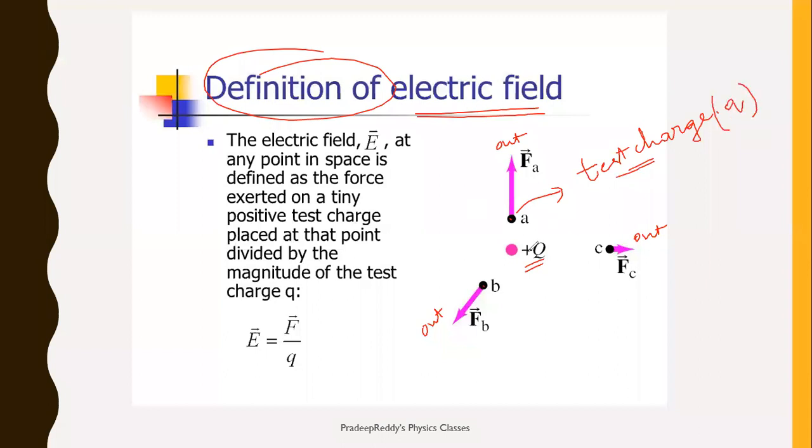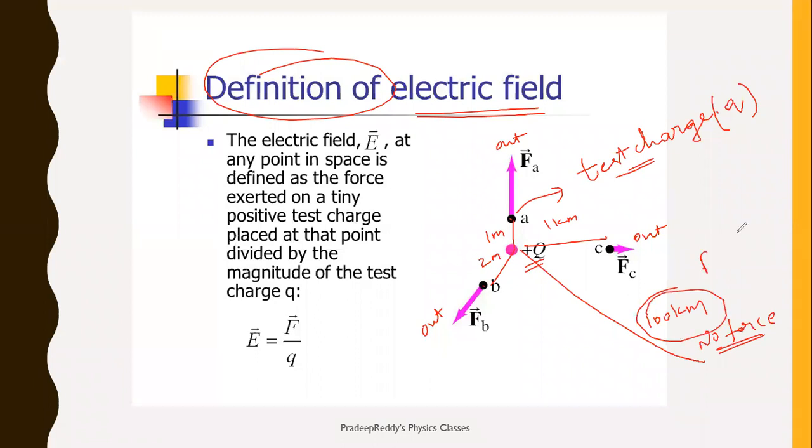Now till where is this test charge able to experience a force? Say for example, this is 1 meter and this is 2 meter. Say this is 1 kilometer. Depending on the magnitude of capital Q and the test charge, up to 1 kilometer it can have a force of interaction. Say you are going a distance of 100 kilometer. Will there be any force? No force, because this distance is very large, F is inversely proportional to the square of the separation between them.